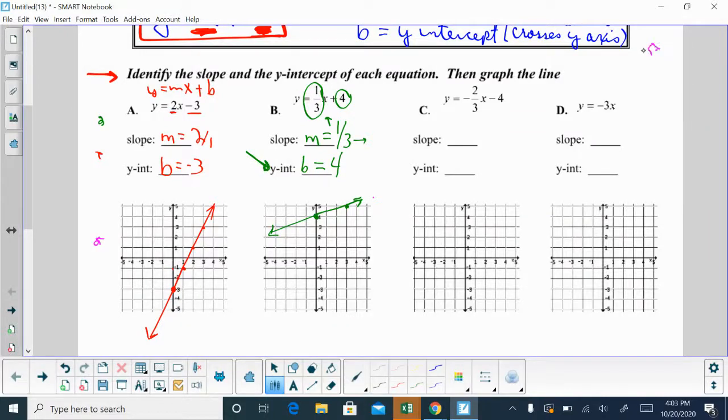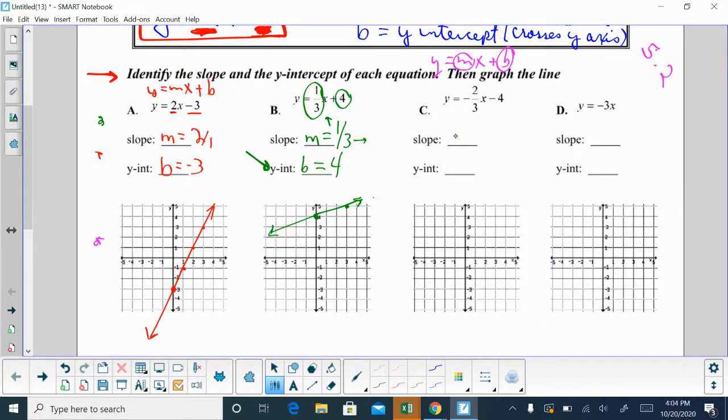Hello, we're working on 5.2, slope-intercept. We're graphing these linear equations. So C is in the form y equals mx plus b. So I can quickly identify the value for the slope and the value for the y-intercept.